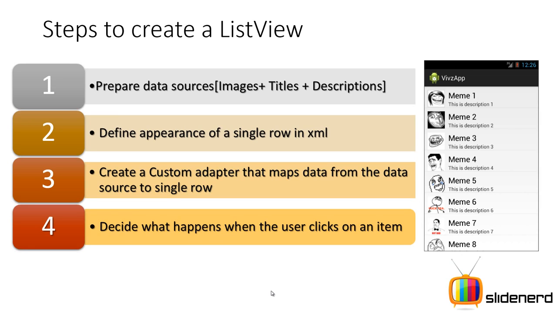Step 4. Decide what happens when the user clicks on a single row. Now, I won't be talking about how to handle this event as of now. In my previous videos, I have shown how to handle a list view on click event using different ways. If you are not sure about that, I'm not doing this here because this code is already too complicated and I don't want to add stuff to it.